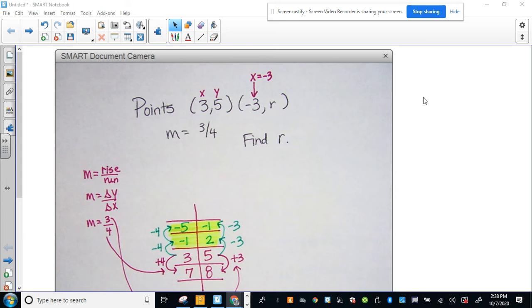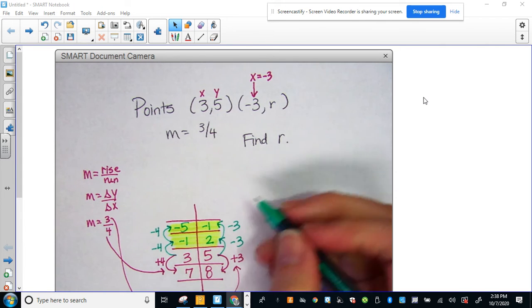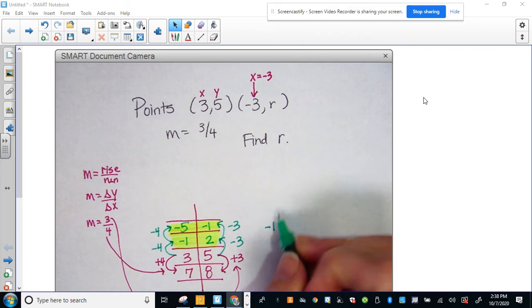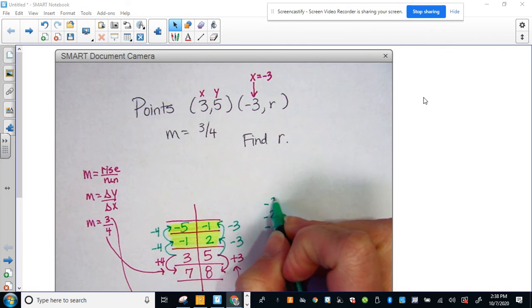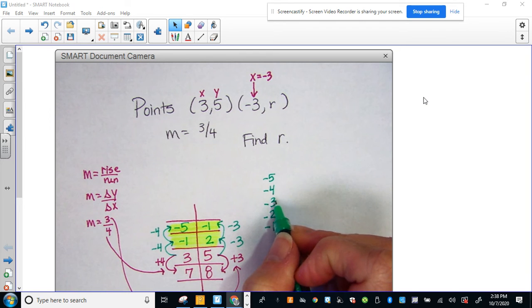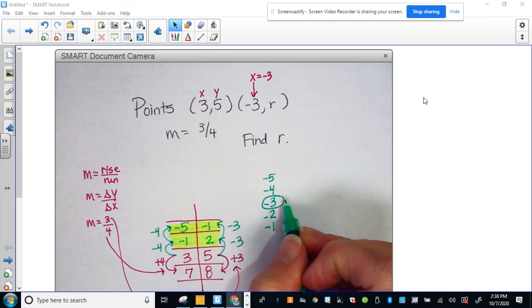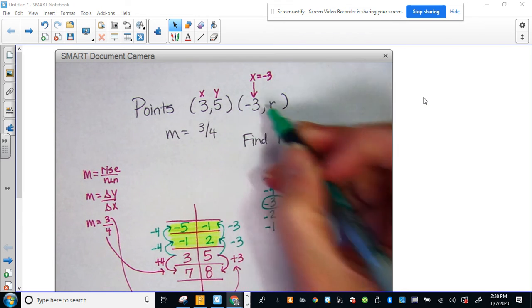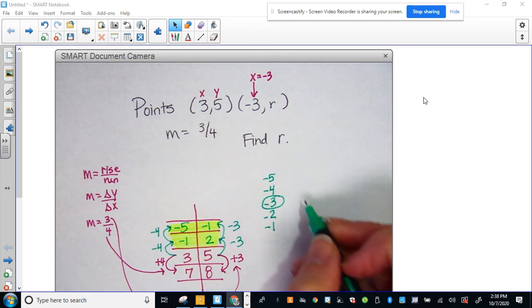But I can figure out what that number would be. If I have a -1, and I list the other numbers going up, -2, -3, -4, -5, -3 is found in the middle between -1 and -5. That's the x value I was looking for, -3.